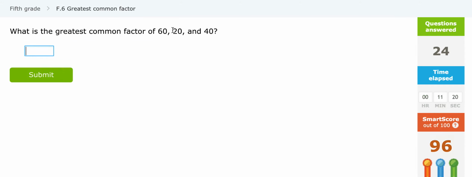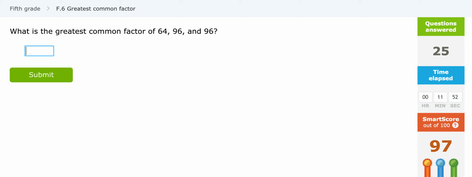All of these, kind of looking at it, will share the 20. Again, we do the prime factorization. This is 2 times 2 times 5. This is 2 times 2 times 2 times 5. And this is 2 times 2 times 3 times 5. So in this case, what we're going to say is that they all share 2 times 2 times 5, so that's going to be 20. 20 will be the greatest common factor.